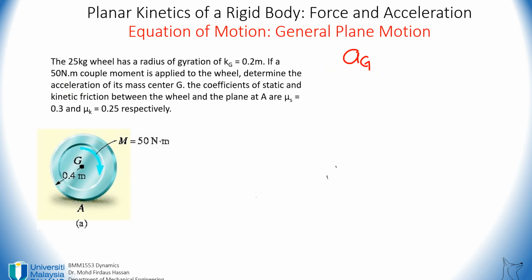The coefficients of static and kinetic friction between the wheel and the plane at A are mu s equal to 0.3 and mu k equal to 0.25 respectively. So what you have to do basically is draw the FBD. It's very important, the FBD. You draw it.